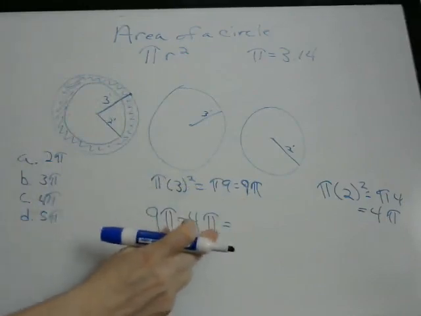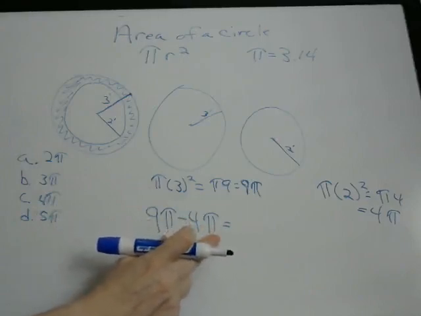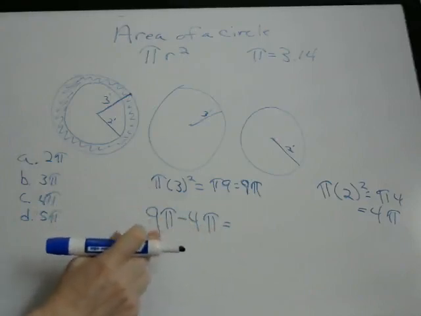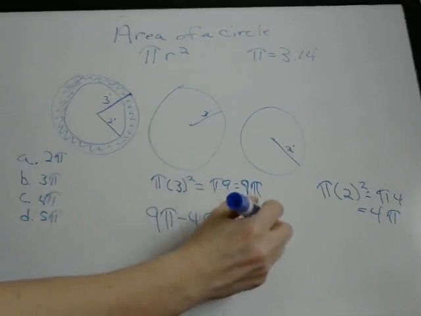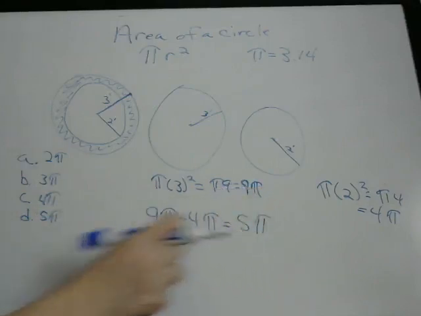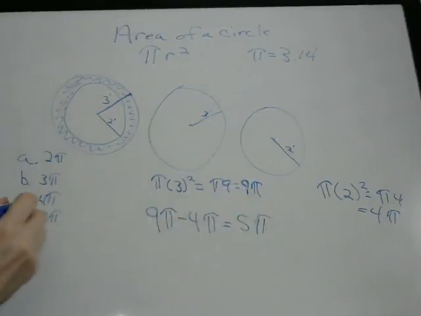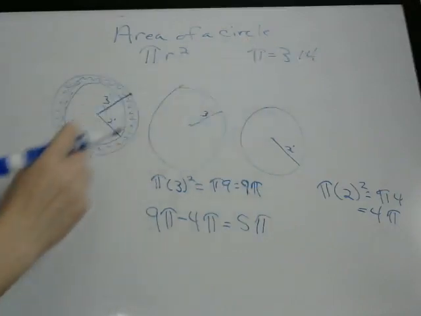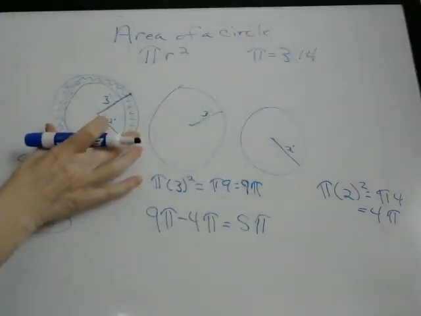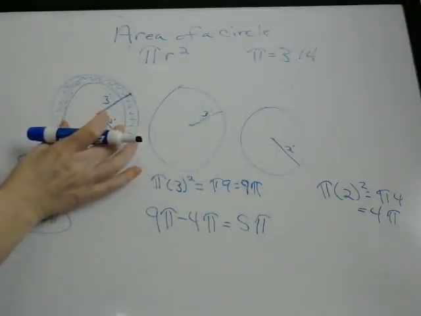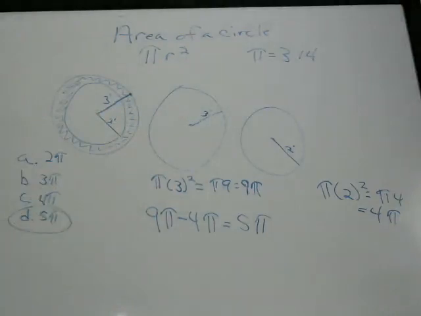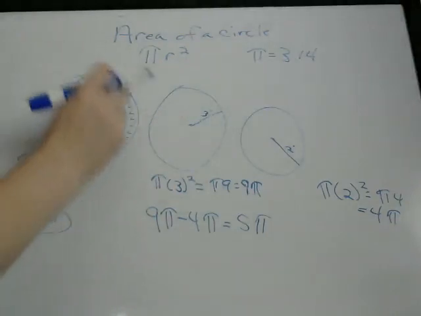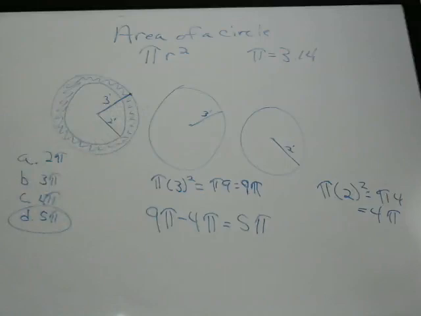So when you have pi here, you kind of just ignore it since it's in each number. 9 minus 4 is 5. So the answer to this question would be 5 pi. So again, anytime you have something like this, sometimes they will want you to multiply it out. You take the area of the larger minus the area of the smaller, and that will give you the answer on the area of this outside thing that's left over.